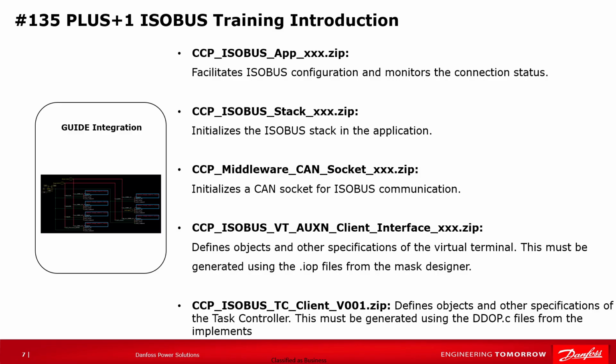Depending on the ISOBUS options, basic and advanced, the CCP ISOBUS interface must be generated manually by the user for VT-AUXN and TC client. The VT-AUXN interface defines objects and other specifications of the virtual terminal and will be generated using the mask designer, IOP files, and the provided script. The TC client defines objects and other specifications of the task controller and will be generated using the customized TDOP file and the provided script.